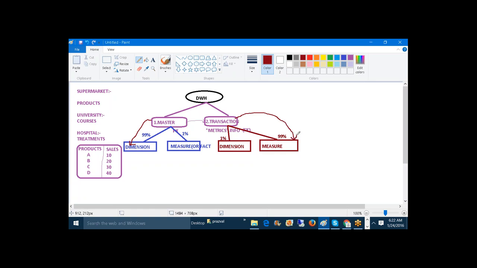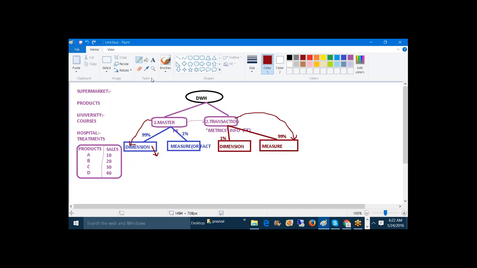Then, what exactly does a dimension mean? How can we define the dimension? Basically, the dimension defines in which way or from which angle we want to analyze the business, or in which way we want to see the business.